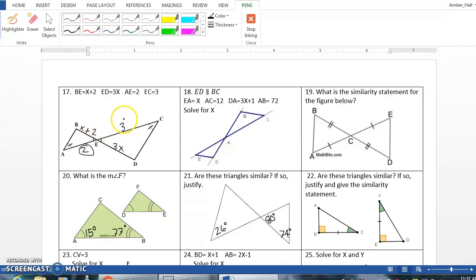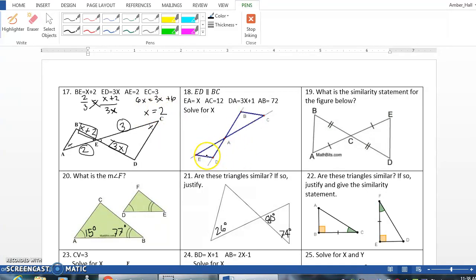2 is going to correspond with 3 because they're both next to this one, which means x plus 2 corresponds with 3x, and we can set up our proportion. So we get 2 over 3 equals x plus 2 over 3x. Cross multiply. 6x equals 3x plus 6. Solve it out, and x equals 2.